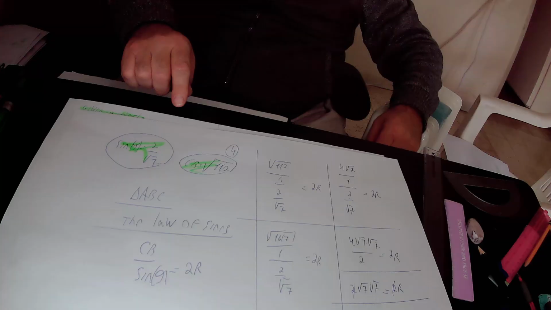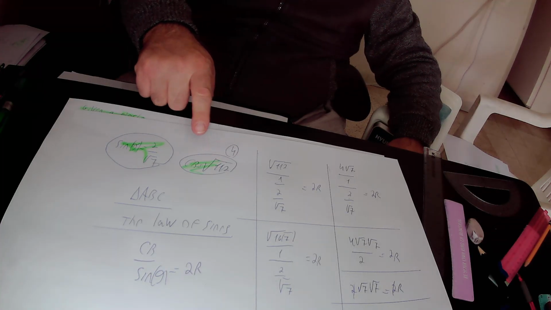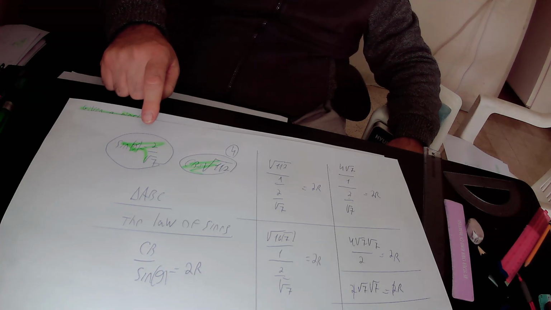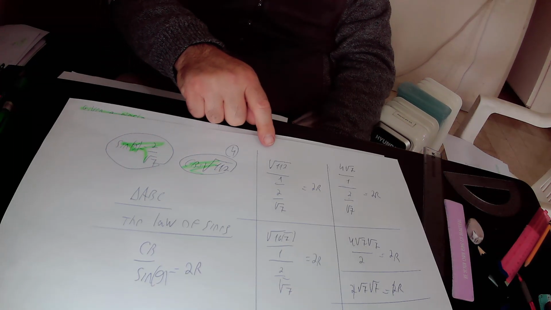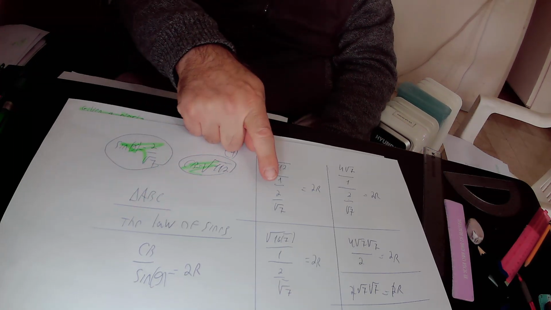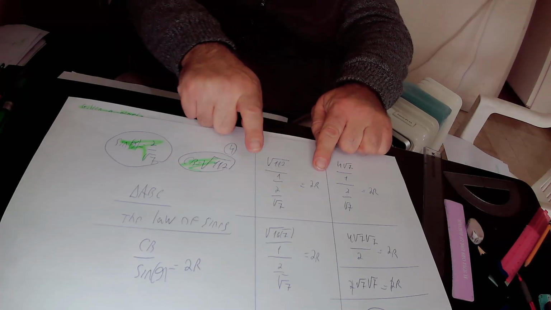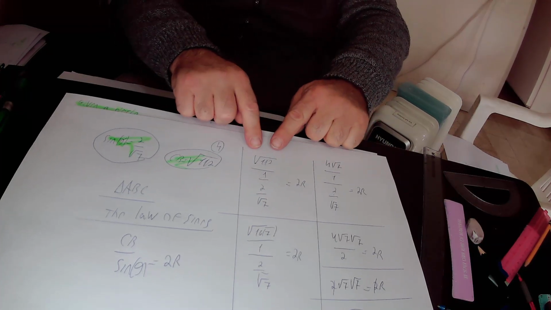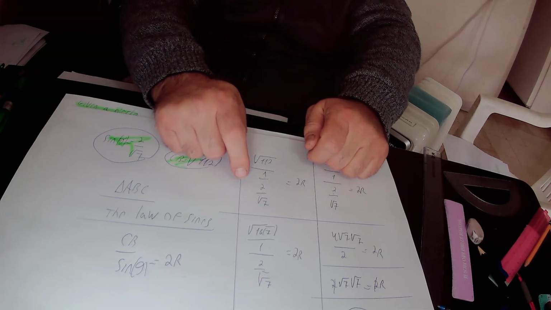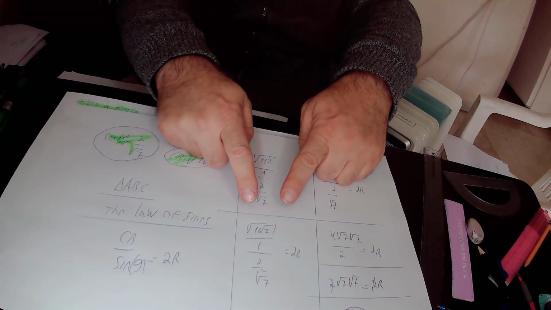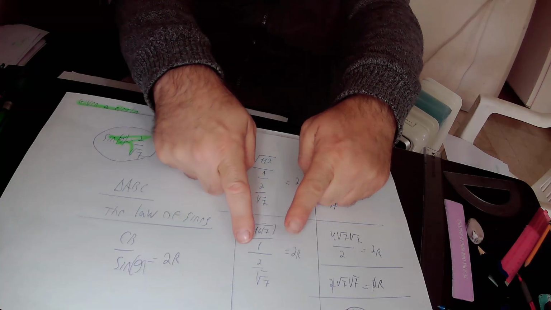We already found that CB equals the square root of 112 and sin alpha equals 2 over square root of 7. Therefore, the square root of 112 over sin alpha, that is 2 over square root of 7, equals 2R. Here we substitute 112 by 16 times 7. So the square root of 16 times 7 over 2 over square root of 7 equals 2R.